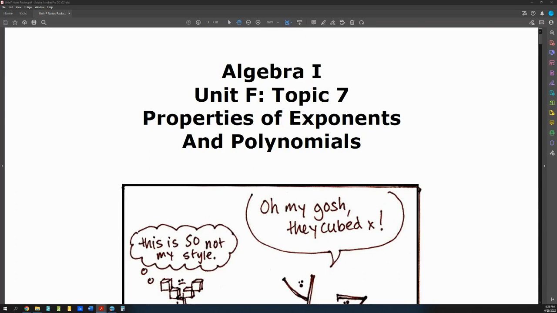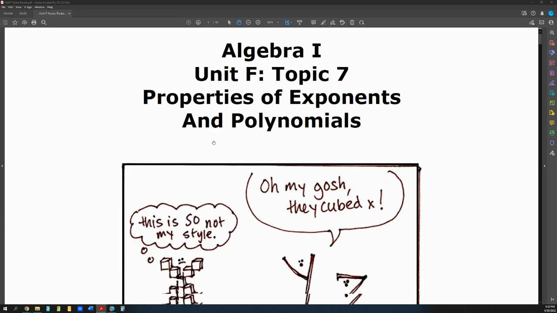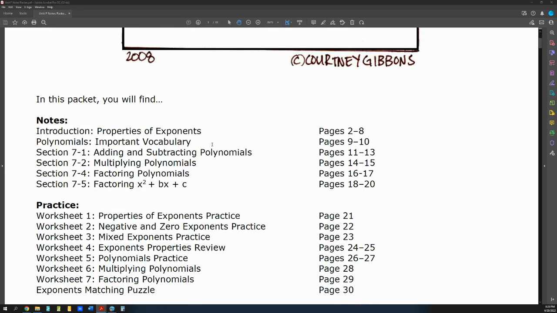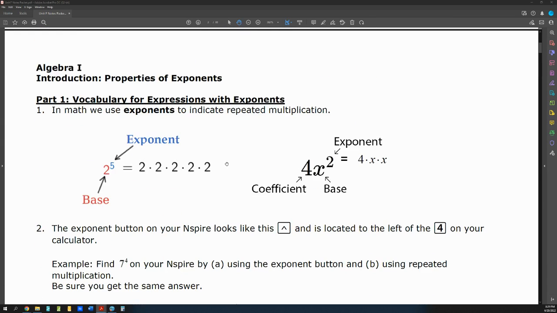Hi, everyone. Today we're going to be beginning our notes on topic 7, which is properties of exponents and polynomials. In this unit, we will cover properties of exponents, vocabulary for classifying polynomials, adding and subtracting polynomials, multiplying polynomials, factoring polynomials or finding the GCF, and then factoring quadratic trinomials with the leading coefficient of 1. Let's begin on page 2, which is our introduction into properties of exponents.